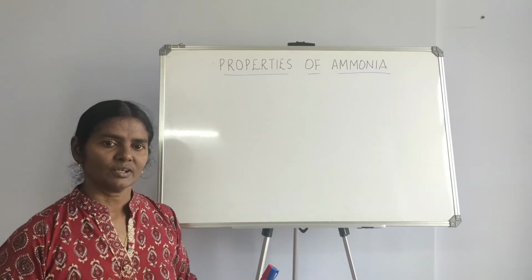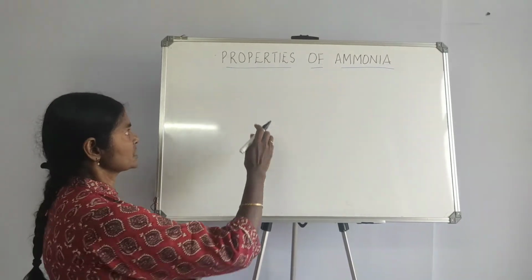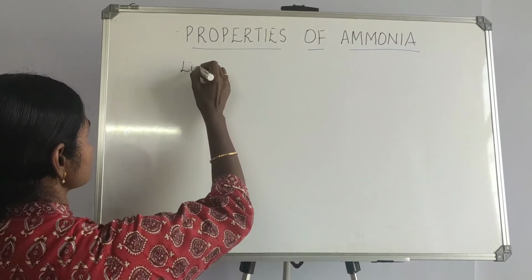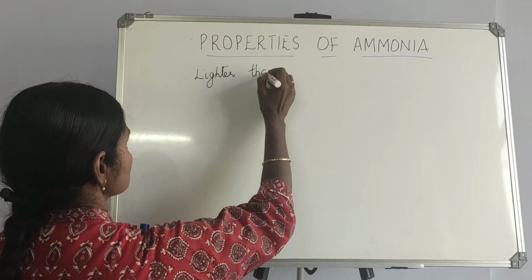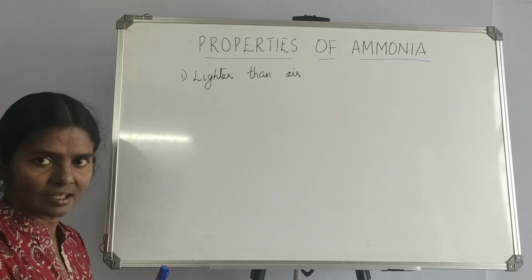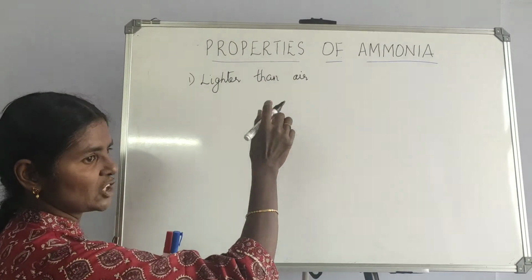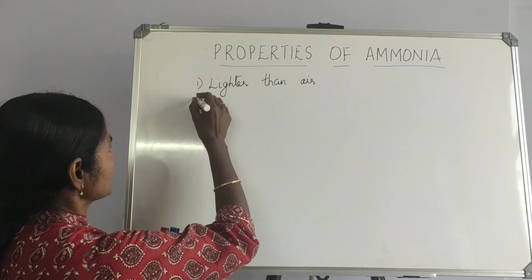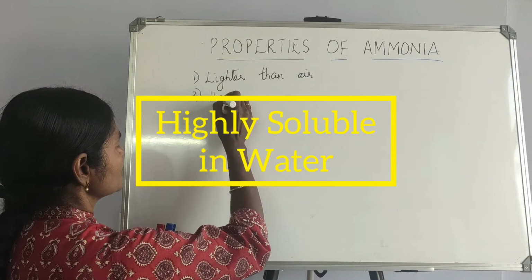Hi, today we are going to look into the properties of ammonia. The first property among the physical properties is that ammonia is lighter than air. We see this even when we were collecting it: it was collected by downward displacement of air, because air is heavier and ammonia is lighter. The second property that we see is that it is highly soluble in water.